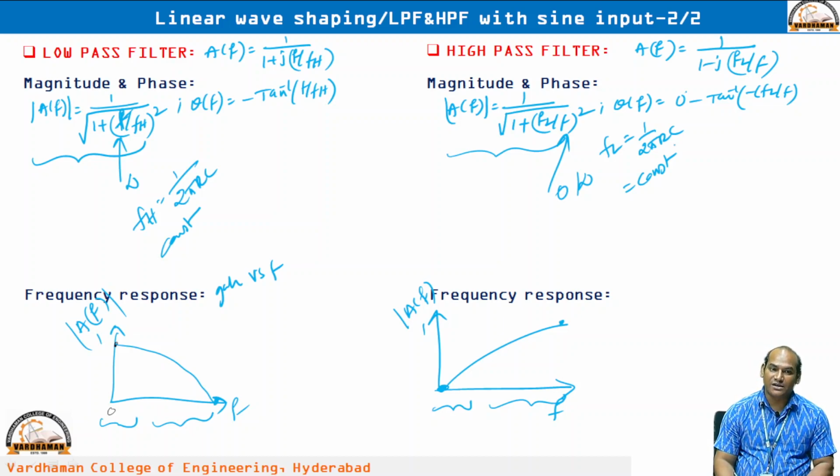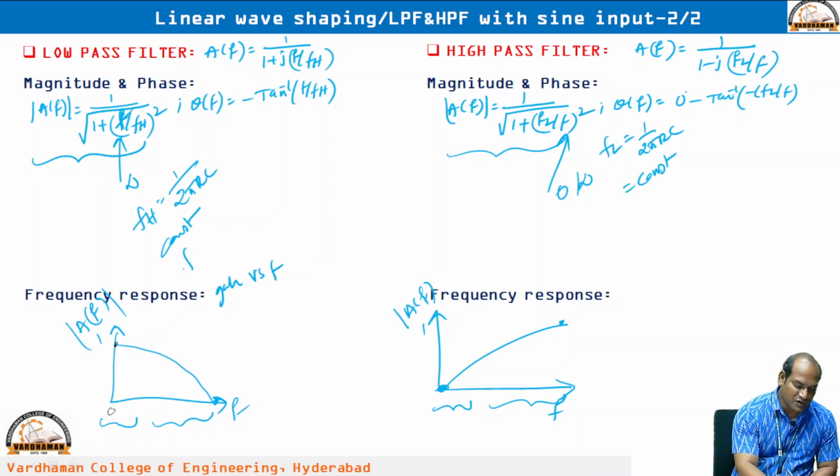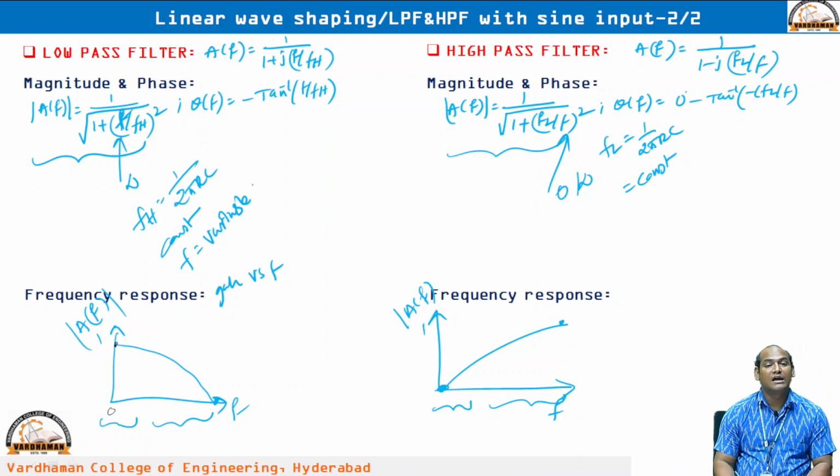But f is a variable. If you observe, on the x axis we have taken f. f is the variable, remember that one. f is the variable, fH and fL are constants. Variable means it is having so many values, constant means only one value. So, fH is actually one of the values of f. Similarly, fL is one of the values of f. What is that value? 1 by 2 pi RC. If you calculate, you will get one number.